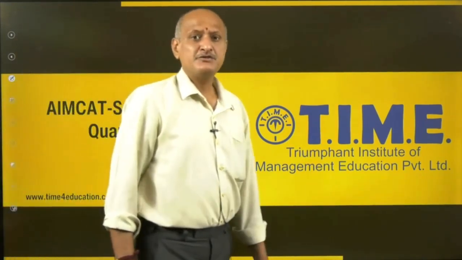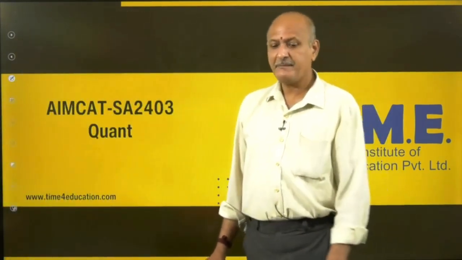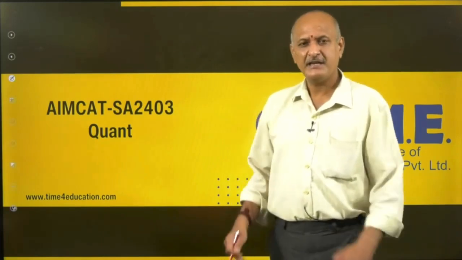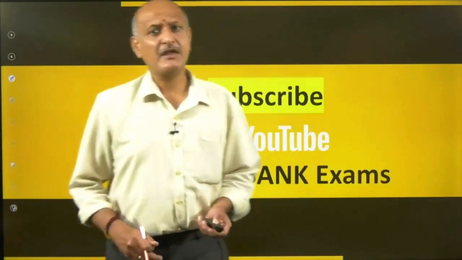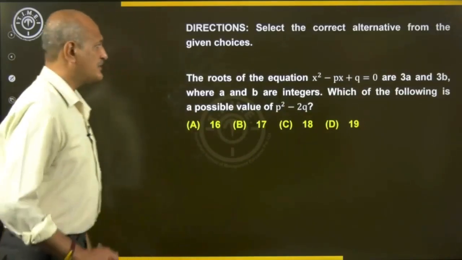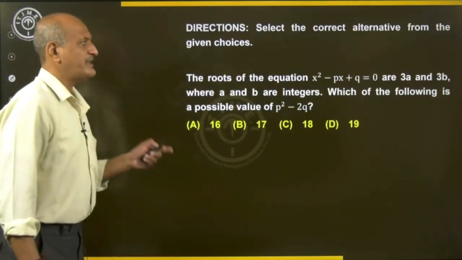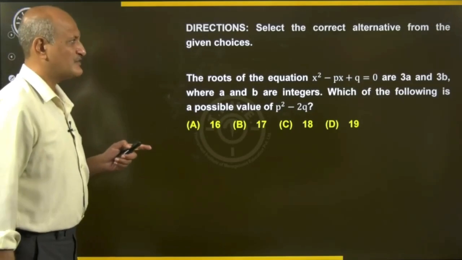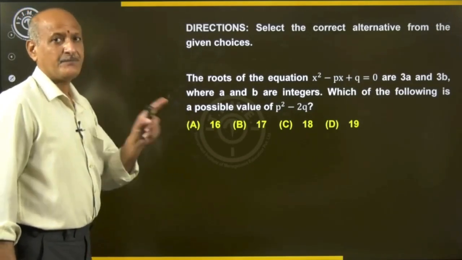In the series of questions which we are discussing from this material AIMCAT SA2403, let's discuss another question here. Even before we start, see this question. It reads, the roots of an equation x square minus px plus q is equal to 0 are 3a plus 3b here.